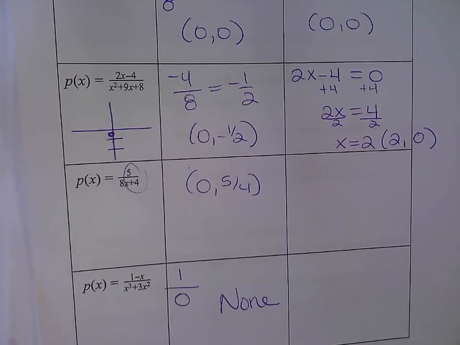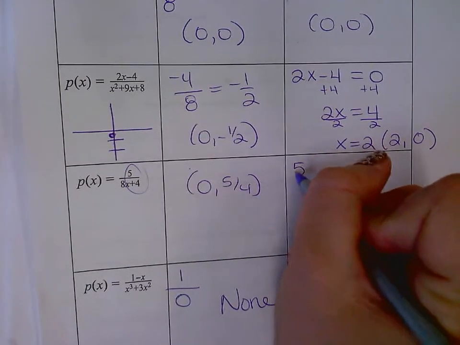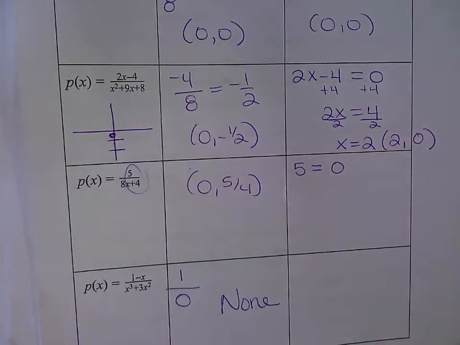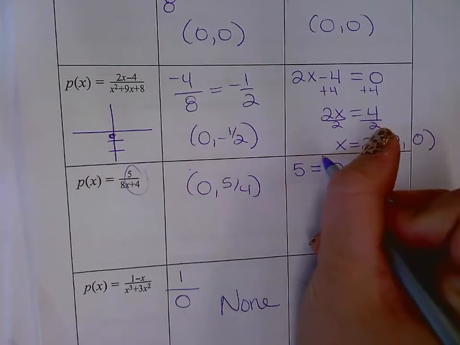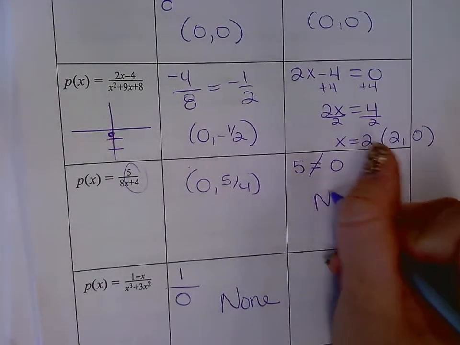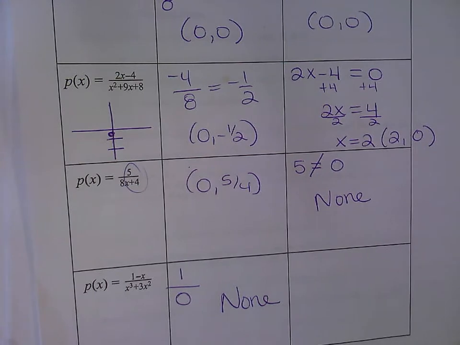What happens on the third example? I get 5 equals 0. Does that make any sense? No, 5 will always equal 5. So 5 will never equal 0. So it has none. It might have no x-intercept.